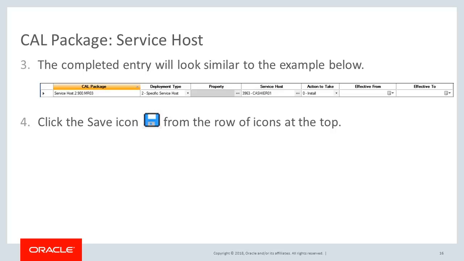You will be returned to the Deployment Schedule screen. Verify that the service host package is the desired version and that the action to take is set to install. Save this by clicking on the disk icon from the row of icons at the top of the EMC module.